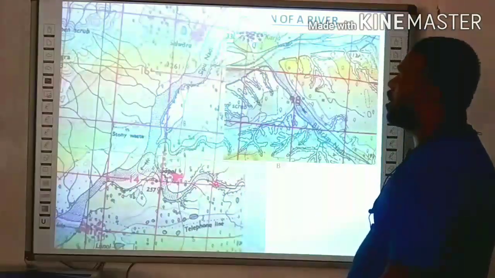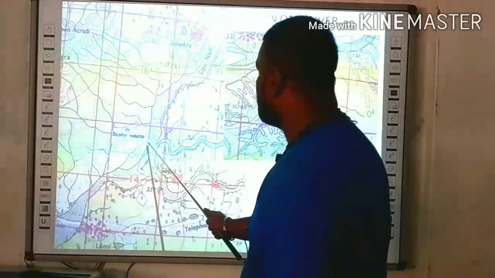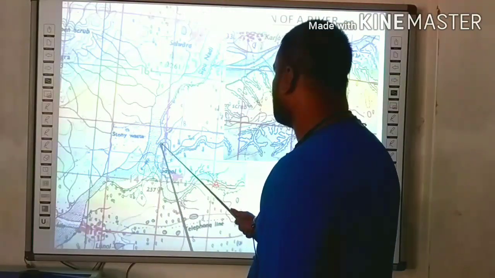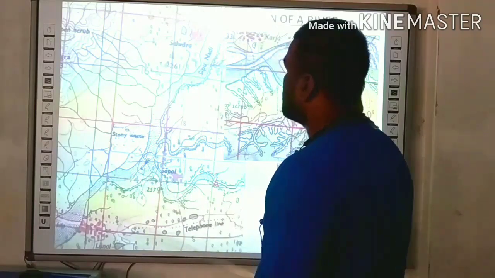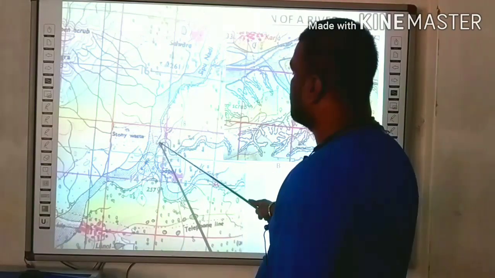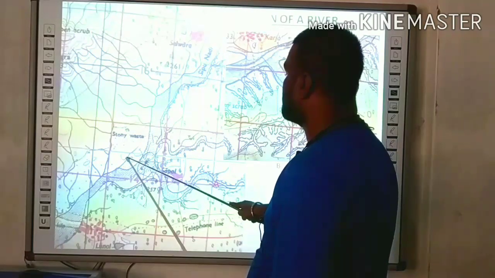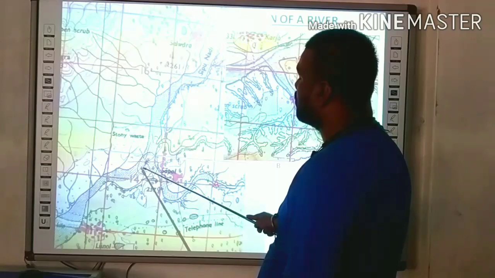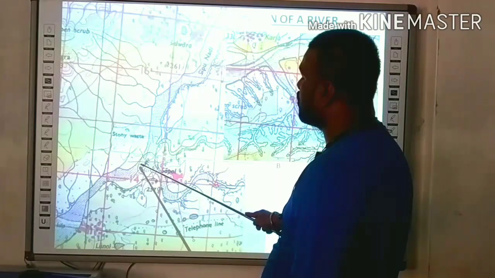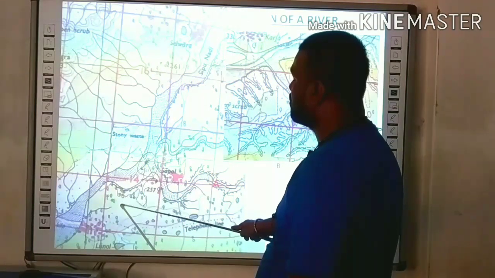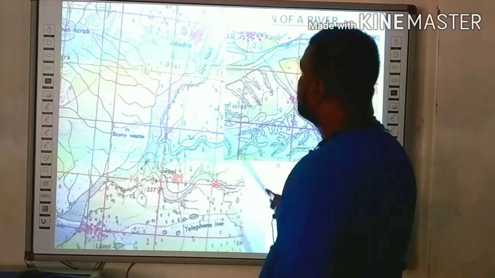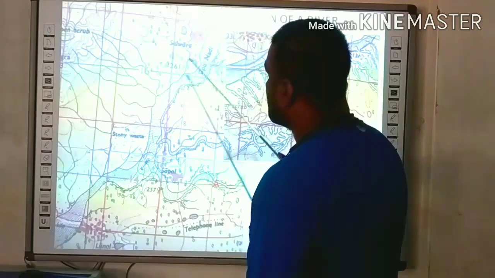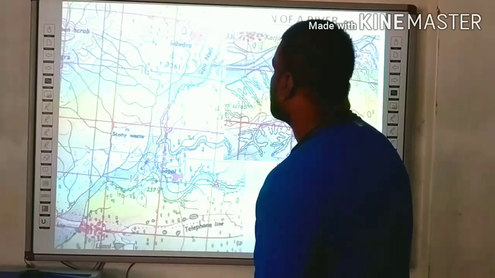Now, how will you find the actual direction, in which part it is flowing? Draw this and mark it: north, south, west and east. So now you can easily tell in which direction it is flowing. It is flowing in the southwestern direction. It means that the river is flowing from the northeastern part towards the southwestern part.